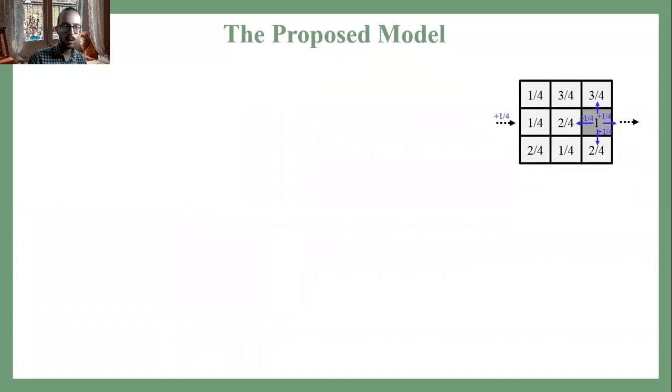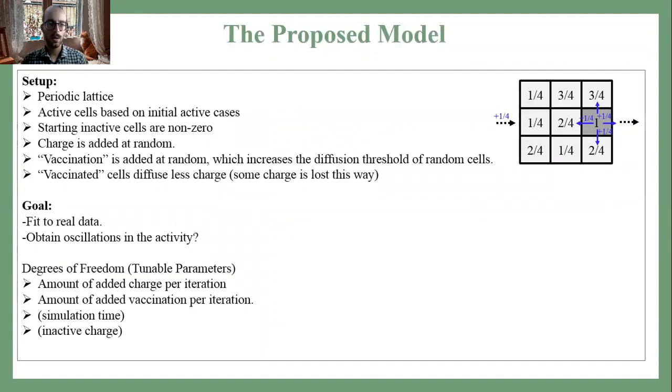So in our proposed model, we considered a periodic lattice. The only way charge is lost is through vaccination. We have some active cells that we initialize based on the active cases in the population. The inactive cells are not zero because this helps model the results much better. And we have an added charge which happens at random, and also a vaccination which appears at random, and it is randomly distributed throughout the graph.